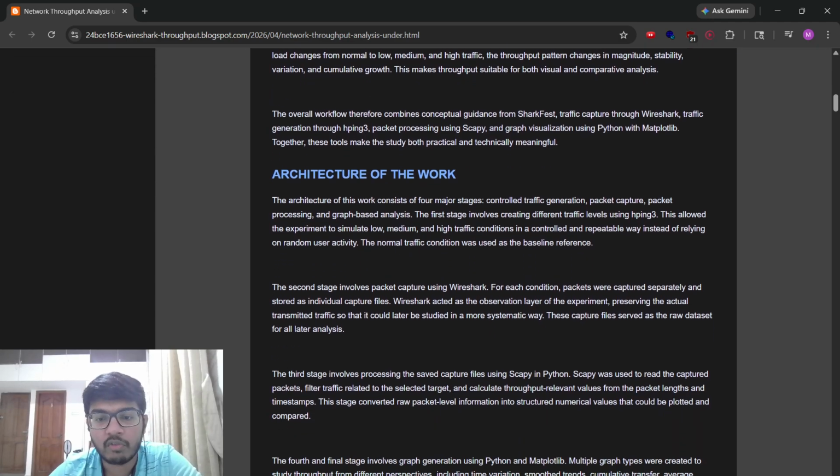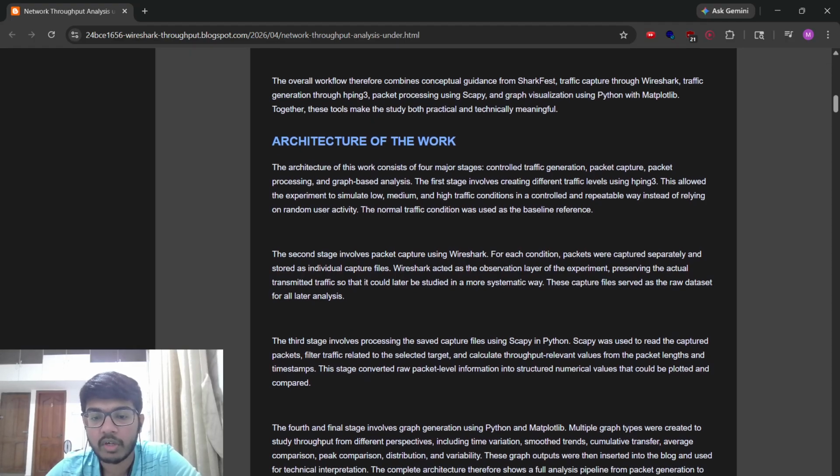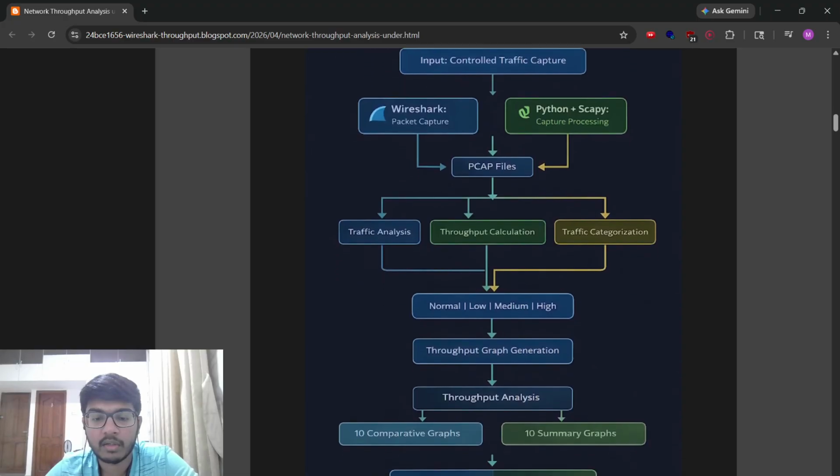Architecture. The architecture of this work consists of four stages. First, controlled traffic was generated using HPing3. Second, packets were captured using Wireshark. Third, the saved capture files were processed using Scapy in Python. Finally, the Matplotlib library was used to generate throughput graphs, which were then analyzed and inserted into the blog.